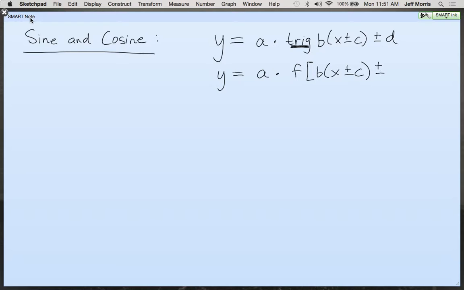Now let's talk about this. What did A do? That vertically stretched and shrunk.